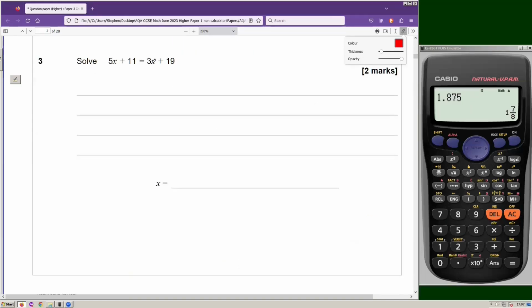Solve 5x plus 11 equals 3x plus 19. We get all the x's one side, all the numbers the other. So we're going to go 5x minus 3x, because it's a 3x on this side here. We're going to take the 11 over this side, which is going to make it negative, 19 minus 11. So 5x minus 3x is 2x, and 19 minus 11 is going to be 8. So x is 4. Just check it. 4 times 5 is 20, plus 11 is 31. 3 4s are 12, and 19 is 31.